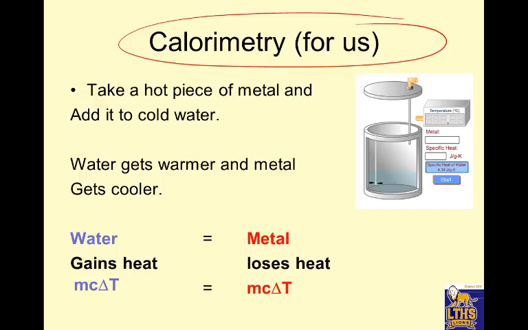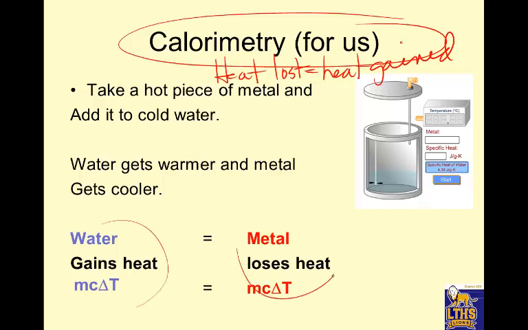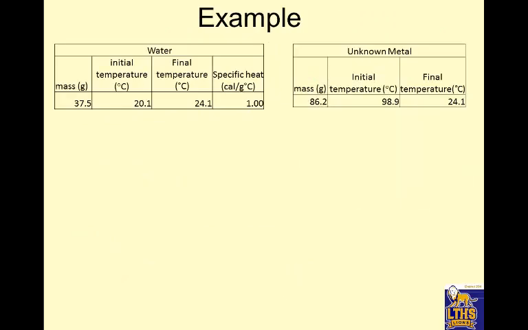So the key to calorimetry is heat lost. Remember this, heat lost equals heat gained. Don't forget it. Say it, heat lost equals heat gained. So if we know how much heat the water gains, we know how much heat the metal lost. Remember, heat lost equals heat gained. The temperature of the water goes up, the temperature of the metal goes down, so we just have to apply this. So here's some data.